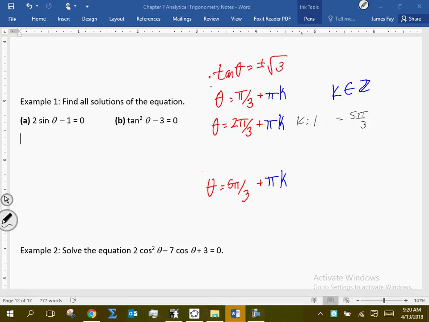5 pi over 3. And that's what I get right down here if K was 0, right? So we're getting repetitive answers here. So maybe we wipe those away. And these are enough to produce all of your solutions. Okay? It's something to think about. It's not something that I'm going to ask you to consider when you're doing your tests and quizzes. If you put all 4 of them in, that's fine.